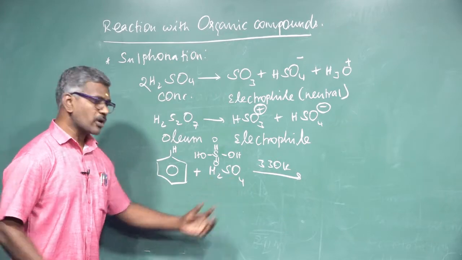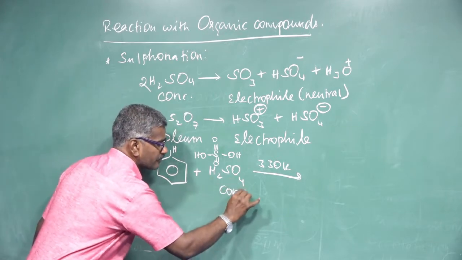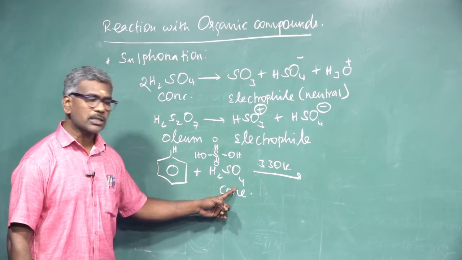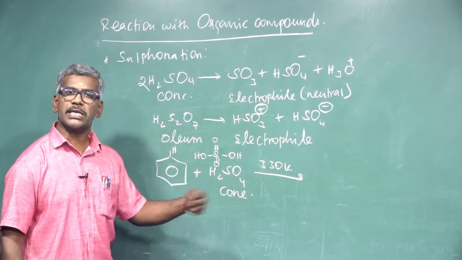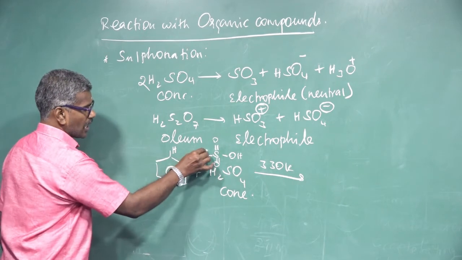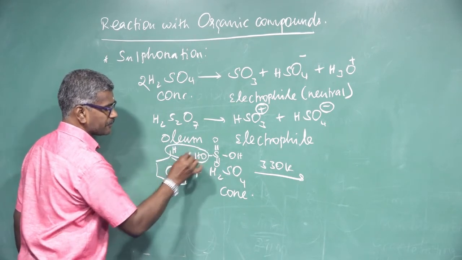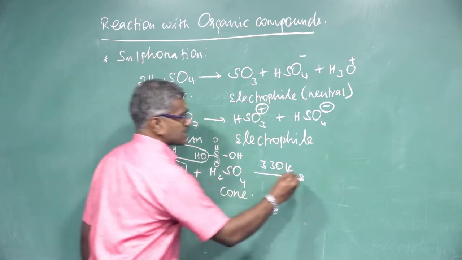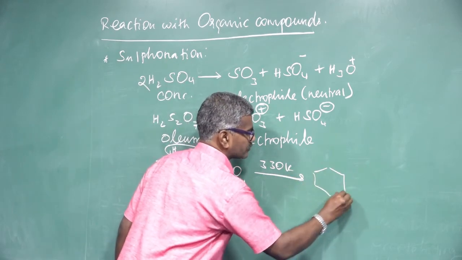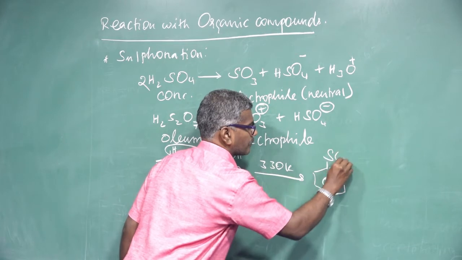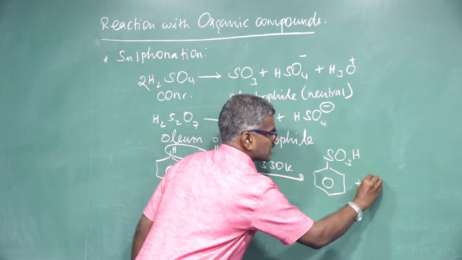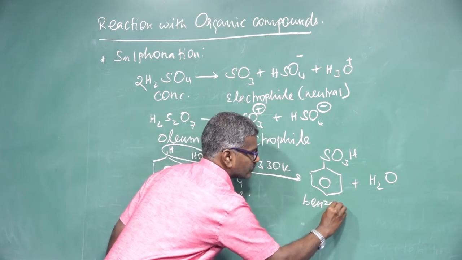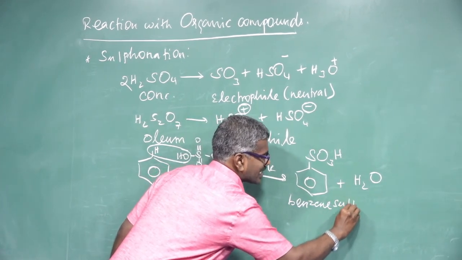What is the use of concentrated sulfuric acid? It has an affinity with water. It is a powerful dehydrating agent and removes water. Hydrogen is removed from the benzene nucleus, the OH group of sulfuric acid replaces it, forming benzene sulfonic acid plus water.